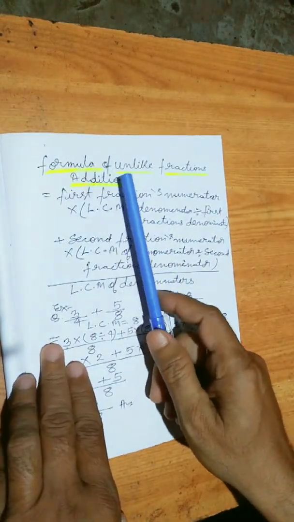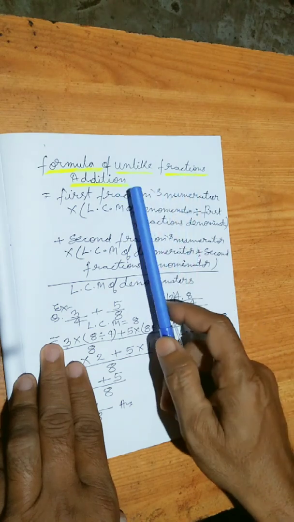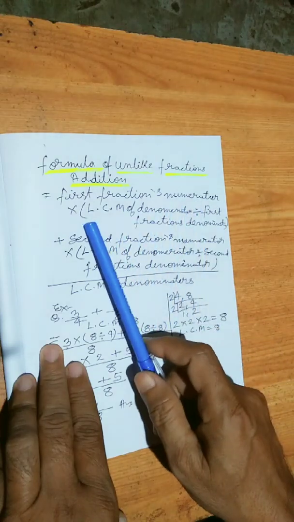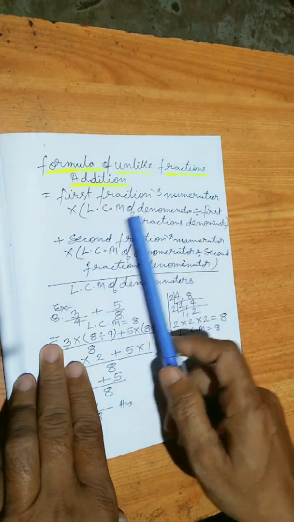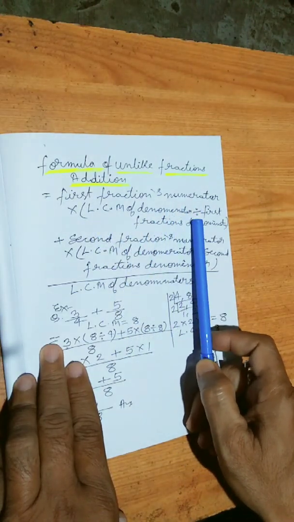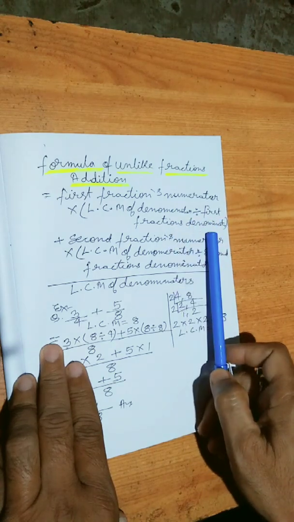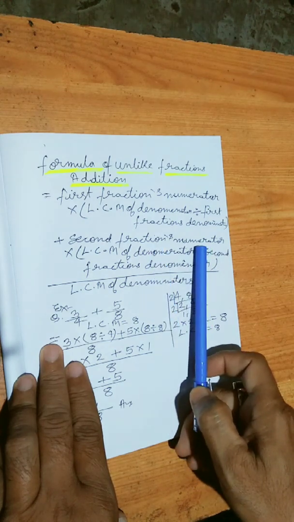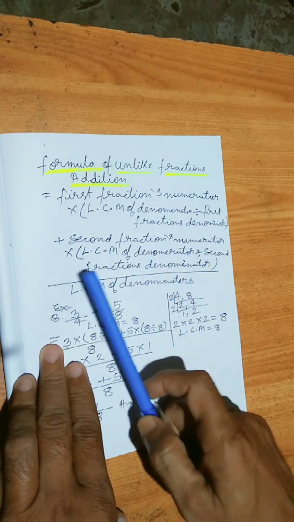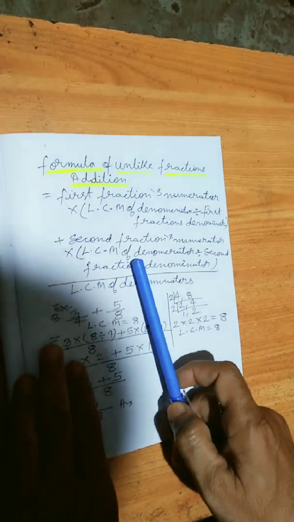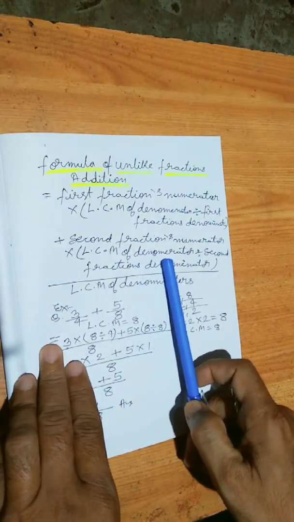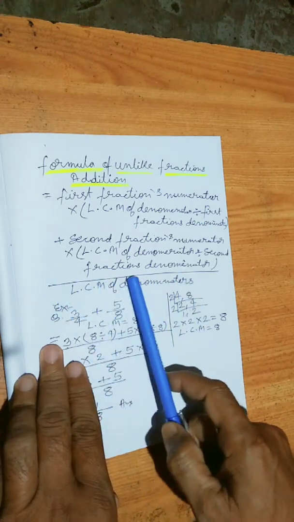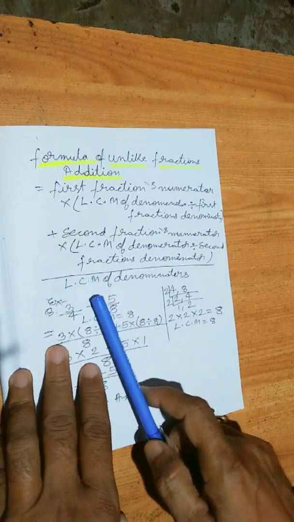Here is the formula of unlike fractions addition. First fraction's numerator multiplied by the LCM of denominators divided by the first fraction's denominator, plus the second fraction's numerator multiplied by the LCM of denominators divided by the second fraction's denominator, whole divided by the LCM of denominators.